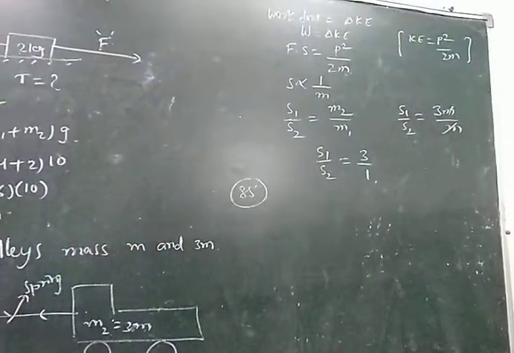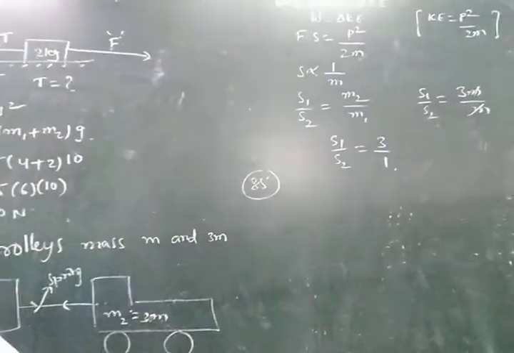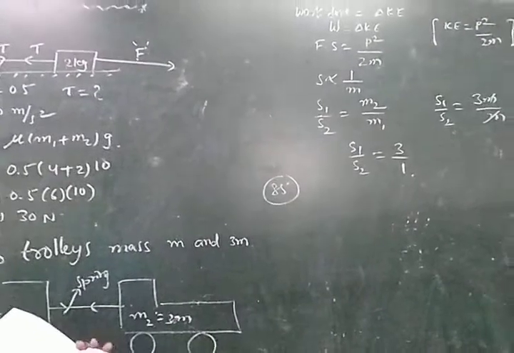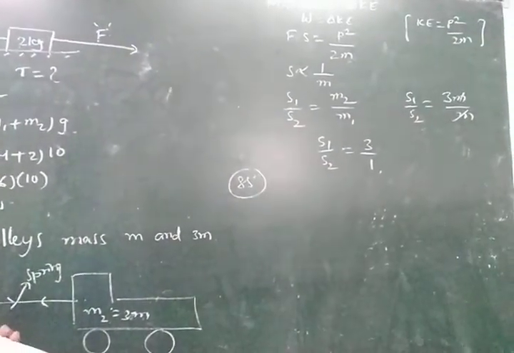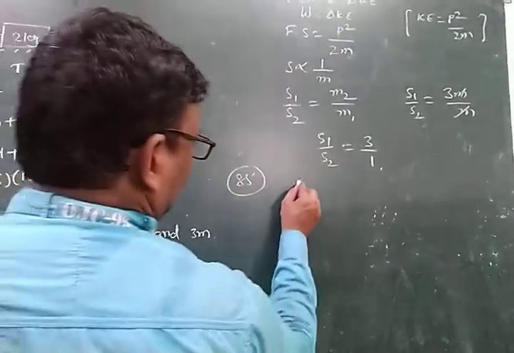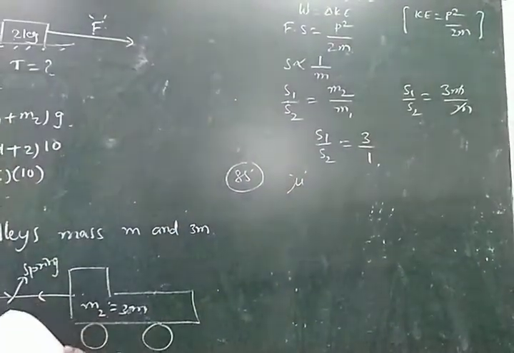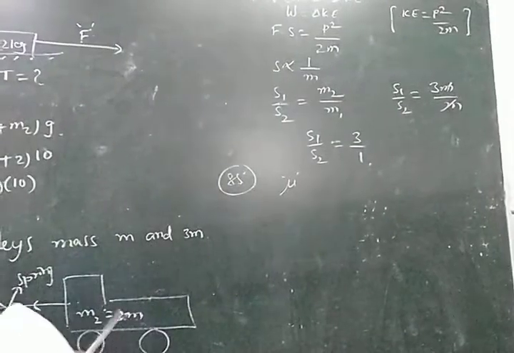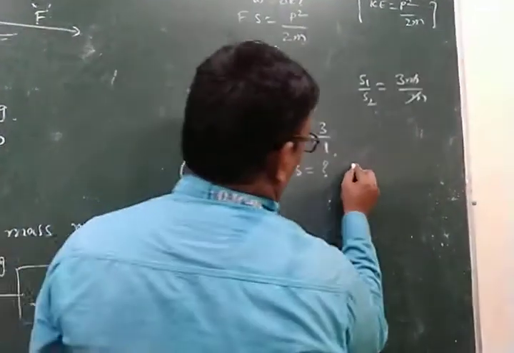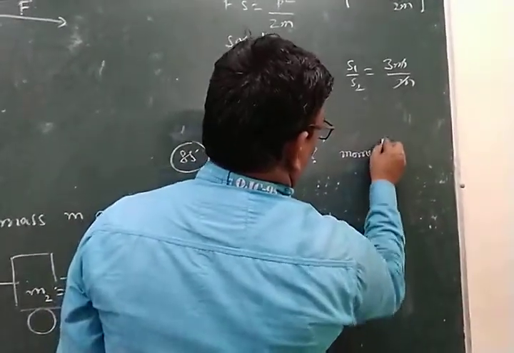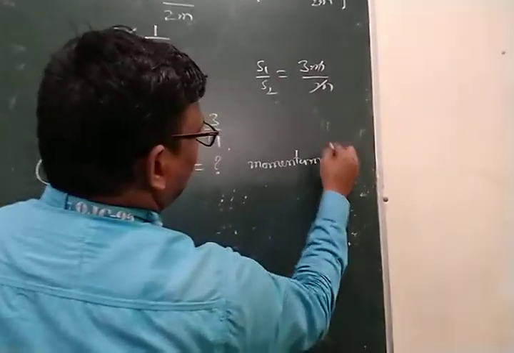A vehicle of mass m moves on a rough horizontal road with momentum p. If the coefficient of friction between the tires and road is mu, what is the stopping distance? The momentum is given as p.